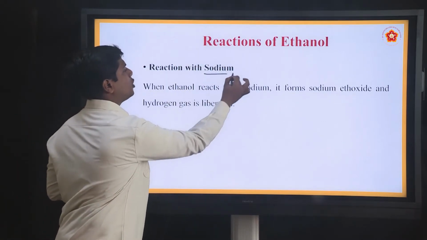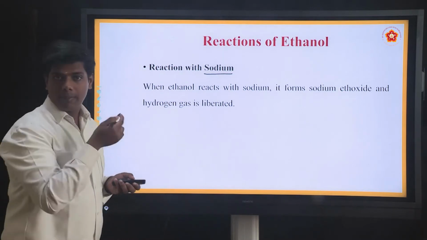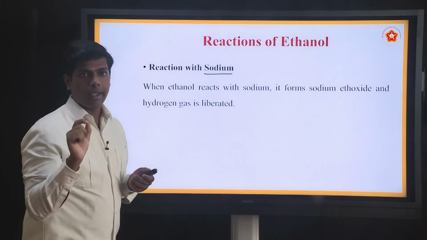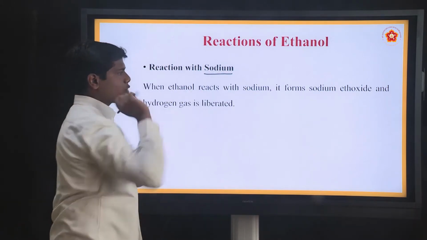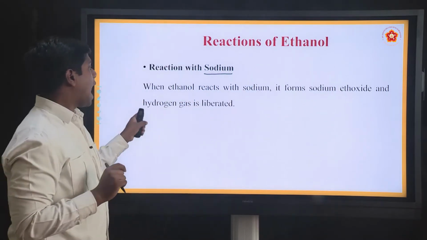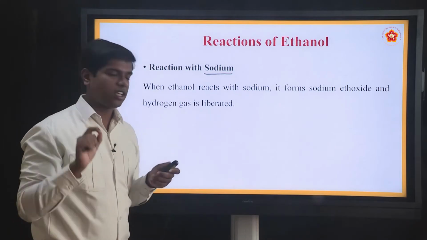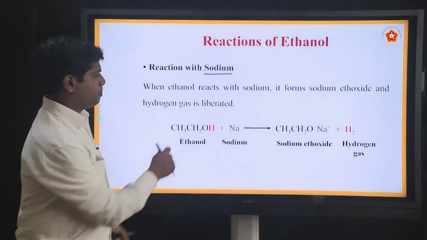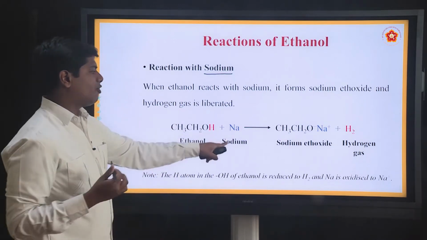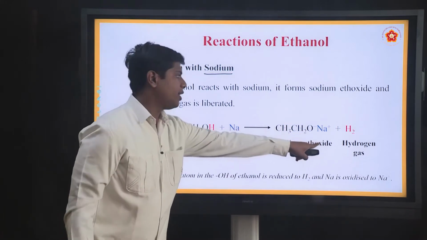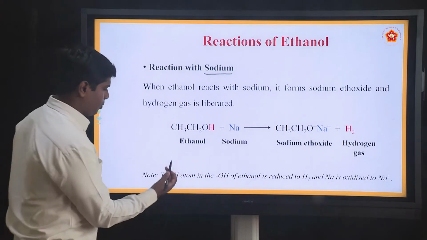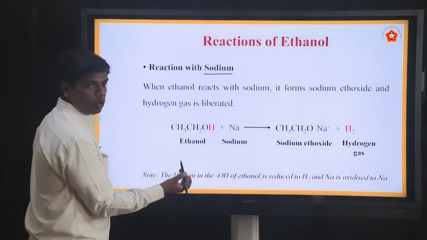Reaction with sodium, very important, please note down. When ethanol, that is C2H5OH, alcohol, reacts with sodium, it forms sodium ethoxide and hydrogen gas is liberated. This is one of the reactions. Please note down this reaction. When ethanol reacts with sodium, it forms sodium ethoxide, very important, and hydrogen gas is liberated.